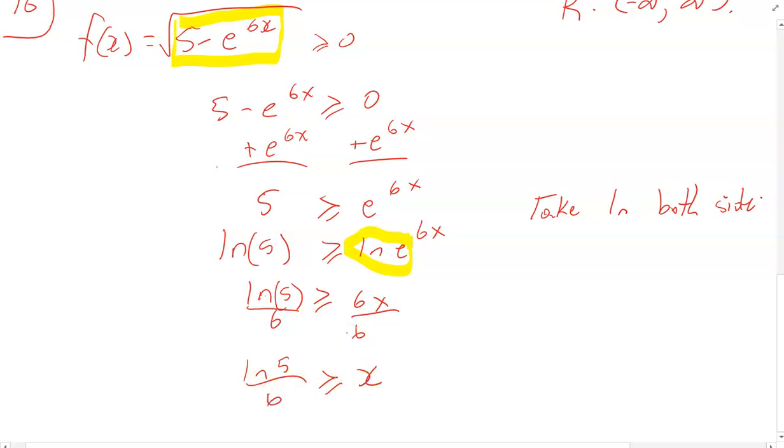So to write this domain in interval notation, the domain is negative infinity to ln 5 all over 6. All right, included, so we put a bracket, and then that is our final answer.